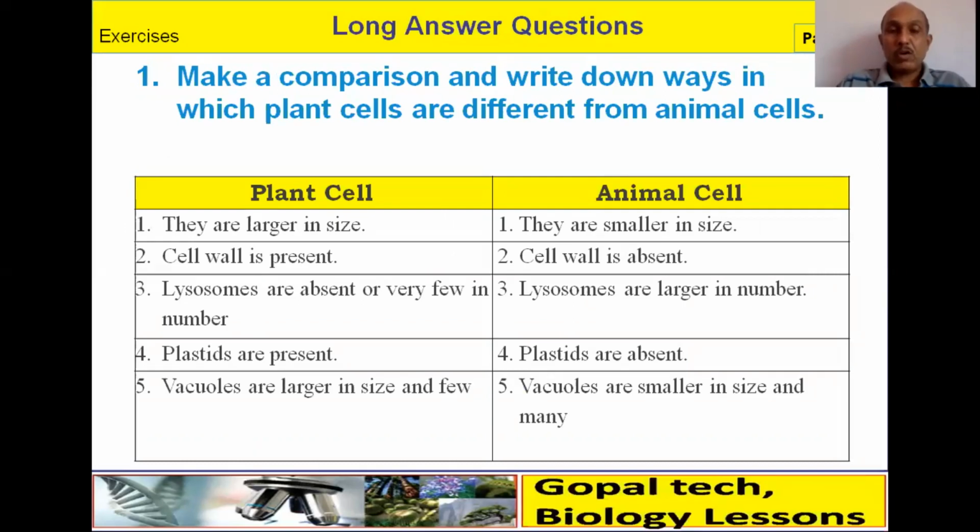Lysosomes are absent or present very few in number in plant cells. Lysosomes are larger in number in animal cells. Plastids are present in plant cells. Plastids are absent in animal cells. Vacuoles are larger in size and very few, one or two. Here vacuoles are smaller in size and many. Even one more you can write. Centrioles absent. Centrioles present.